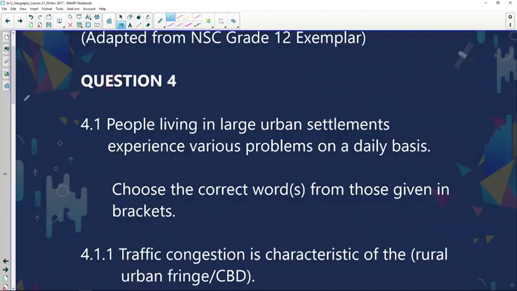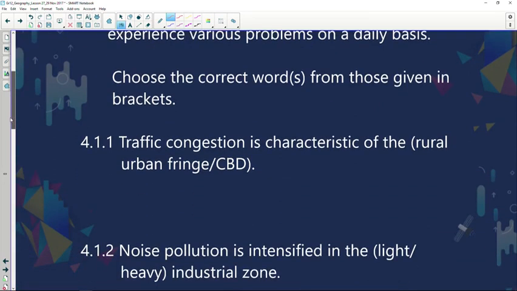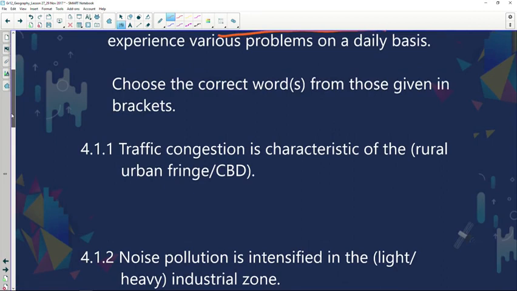Now if I look at our first section of short questions, 4.1, they ask to choose the correct words in the brackets, and it's regarding urban settlements and the problems that they experience on a daily basis. Traffic congestion is a characteristic of the rural-urban fringe or the CBD. Now, if you think of the rural-urban fringe, where is it? It's usually when you move from the urban area to the rural area, and that's on the outskirts.